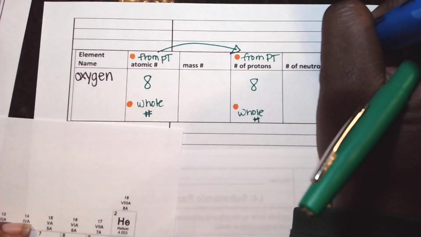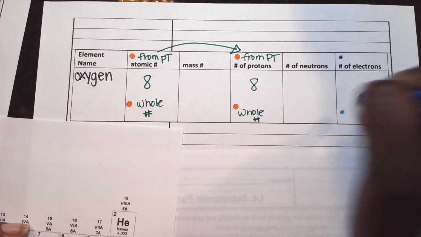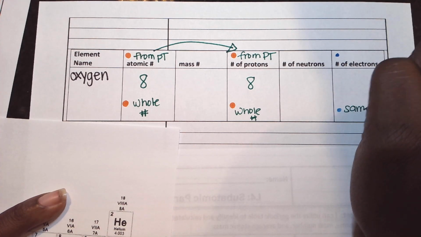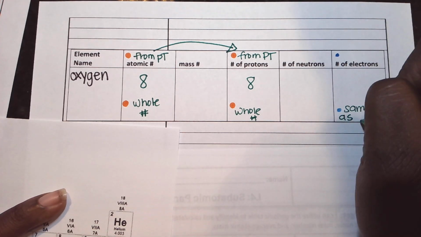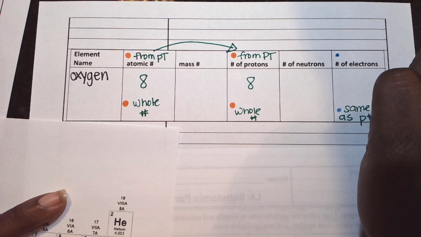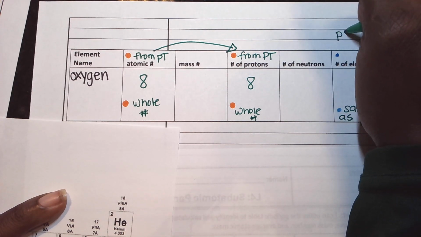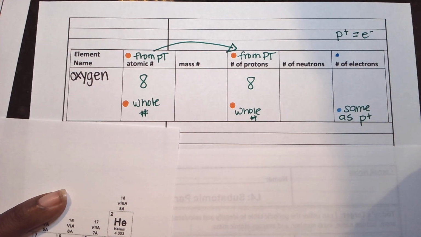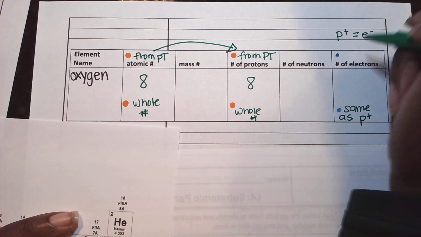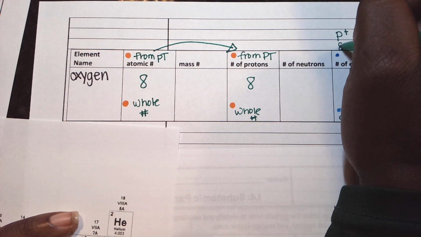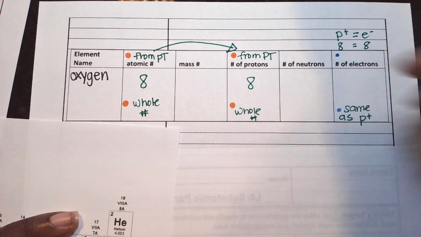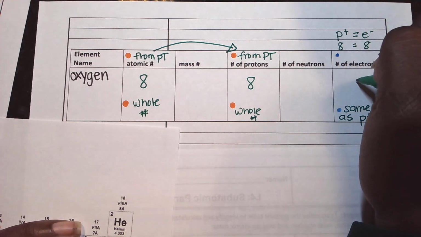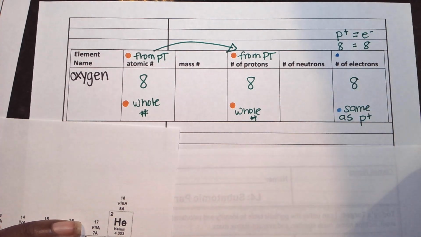Okay, this number is going to be the same as the number of protons, because the number of protons has to equal the number of electrons so that your pluses and your minuses add up to be 0. So if I have 8 protons, I have to have 8 electrons. So I want 8 pluses and 8 minuses, and they cancel. So my number of electrons has to be 8.